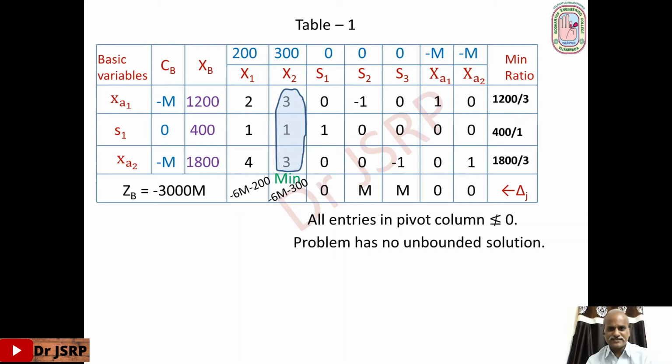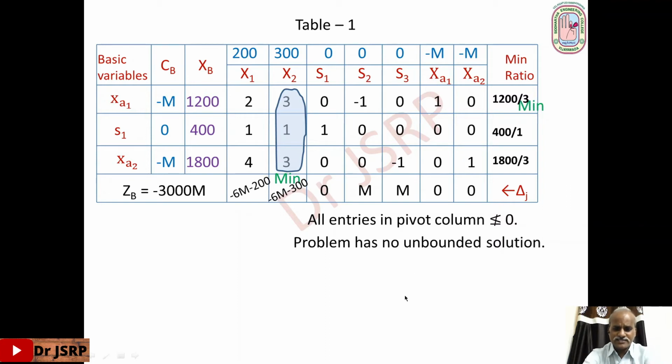In this situation, we can eliminate either xa1 or s1 from the basic solution, since the minimum ratio is the same for these two variables. But our purpose is to eliminate the artificial variables from the solution. So it is better to take xa1 as the leaving basic variable. So I take this as the leaving basic variable.